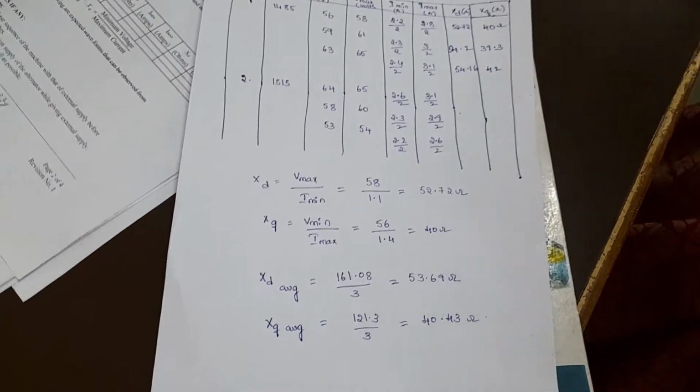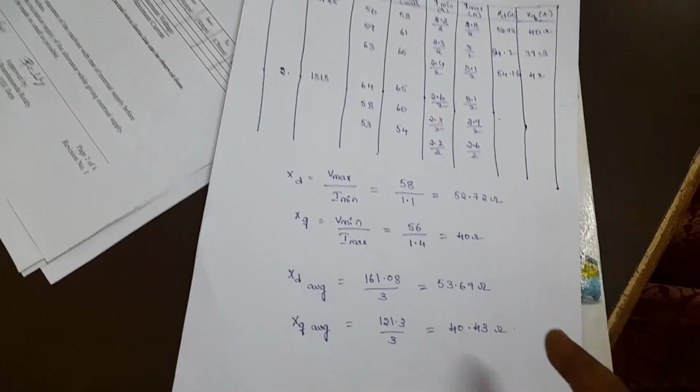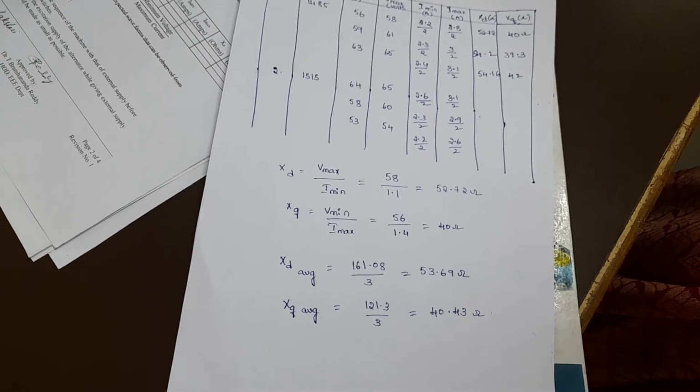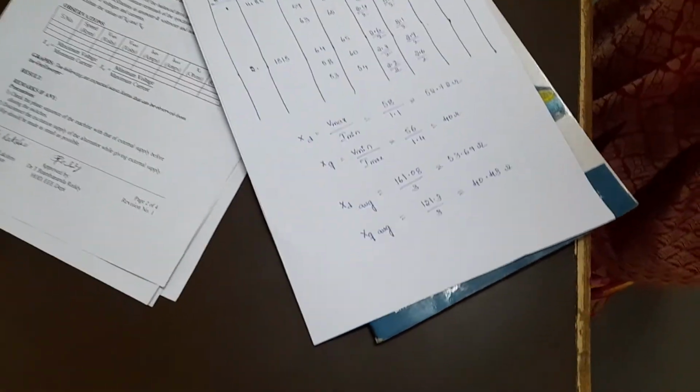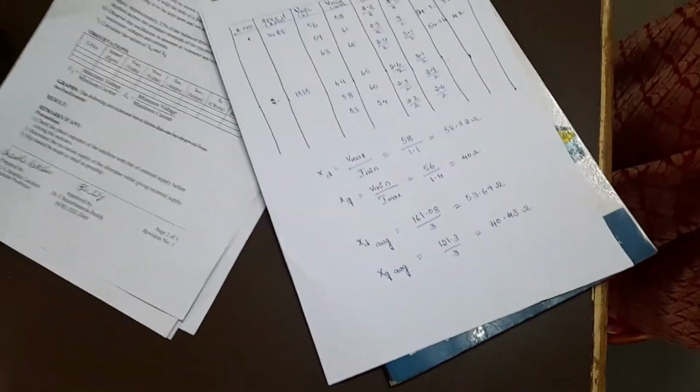Dear students, you can observe that Xd value is always greater than Xq. Even theoretically, it is shown that Xd value will always be greater than Xq. So that finishes the experiment on how to determine Xd and Xq for the given salient pole machine.